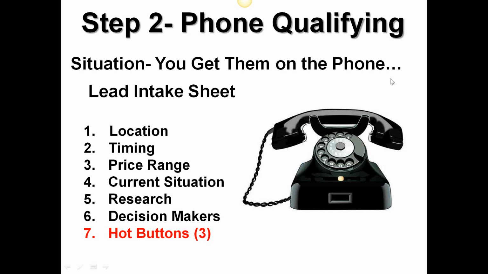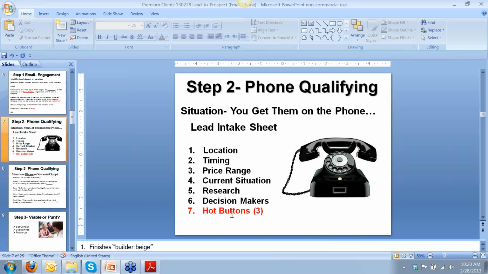7 things you want to find out on the phone. So these 7 things I have on the screen here. And most importantly is probably the hot buttons. Because remember, once I have the hot buttons, then I'm able to customize my presentation and my sales process moving forward. Until I have the hot buttons, I am more or less shooting in the dark. So we have what's called a lead intake sheet. We have one for home builders and one for remodelers. So what I'm going to do today with Yvonne is going to be for home builders.